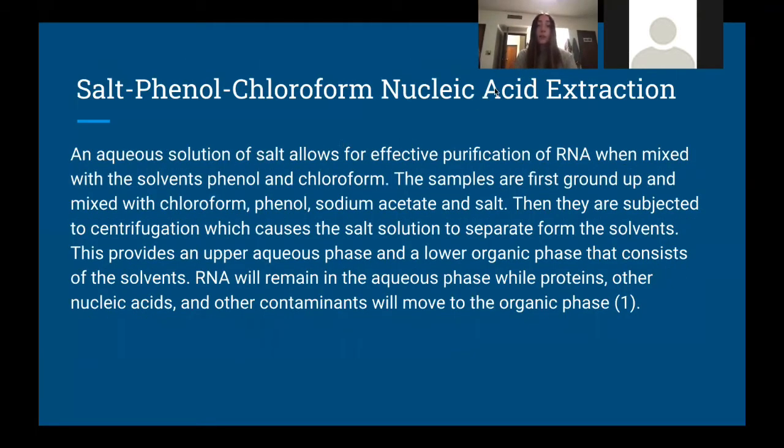Another method for nucleic acid extraction is salt phenol-chloroform. An aqueous solution of salt allows for effective purification of RNA when mixed with the solvents phenol and chloroform. The samples are first ground up and mixed with chloroform, phenol, sodium acetate, and salt. Then they are subjected to centrifugation, which causes the salt solution to separate from the solvents. This provides an upper aqueous phase and a lower organic phase that consists of the solvents. RNA will remain in the aqueous phase while proteins, other nucleic acids, and other contaminants will move to the organic phase.